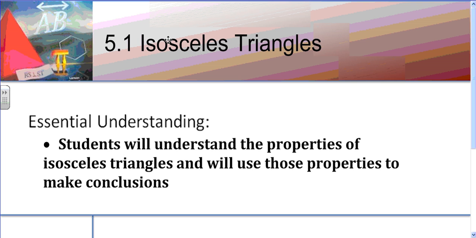This is section 5.1, and we're going to look at isosceles triangles. So the learning goal that we have for this lesson is that students will understand the properties of isosceles triangles, and then we'll use those properties to make conclusions.